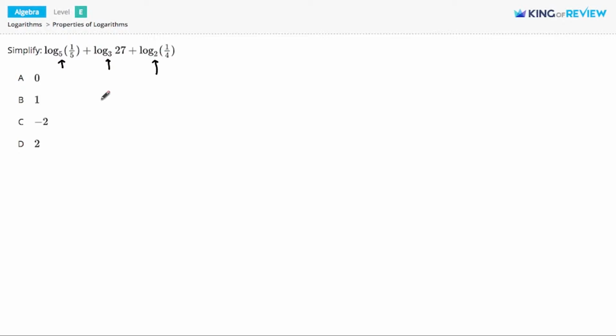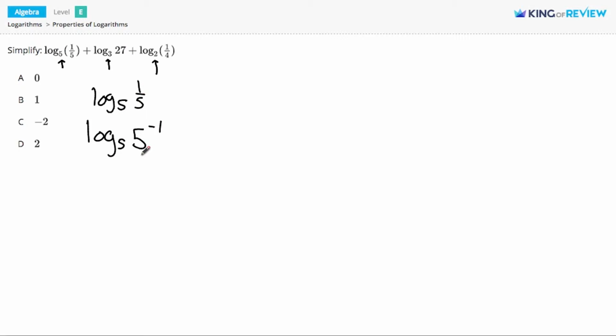Let's start with the log base 5 of 1/5. It would be nice if we could turn this fraction into something that's just a power of 5, because logs are all about powers of the base, which in this case is 5. And we can certainly do that, because any number to the -1 power is just 1 over that number. So we can rewrite 1/5 as 5 to the -1 power.